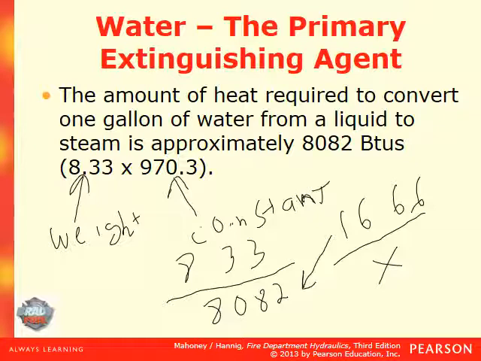So 16.66 times 8,082 equals a very large number, 134,646.12, and then we divide that by 8.33, and that gives us 16,164 BTUs. Remember, keep your weight on top, BTUs on the bottom.